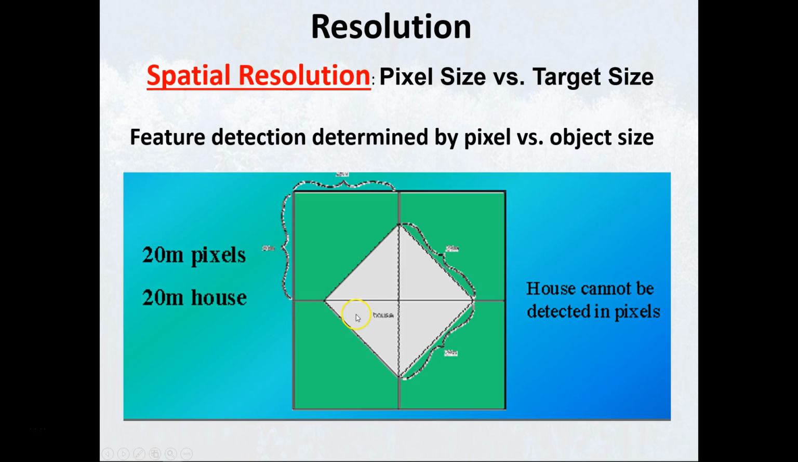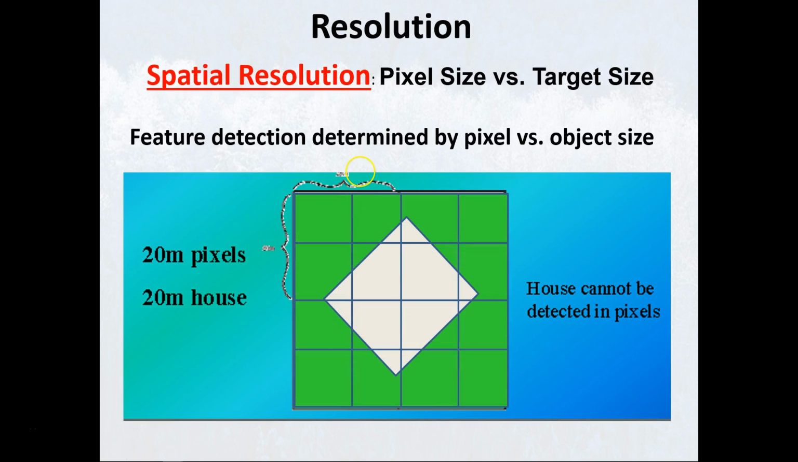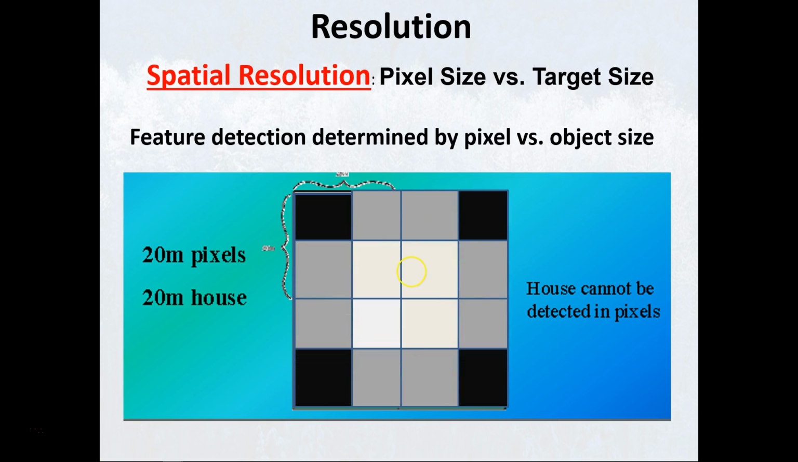Let's look at another example. So here we have a 20 meter by 20 meter house right in the middle of 20 meter by 20 meter pixels. So when we classify this, or if we try to identify the house on the landscape, we are not going to be able to. And that's because the house only makes up a small portion of the values contained in these pixels. However, if we have 5 meter by 5 meter pixels now, here, you can see that the middle 4 pixels here are comprised almost solely of the house. And so when we do a classification, you will see the house detected in those middle 4 pixels.